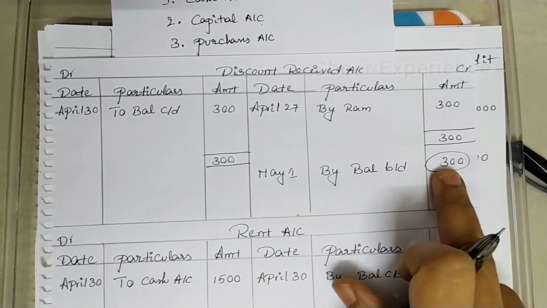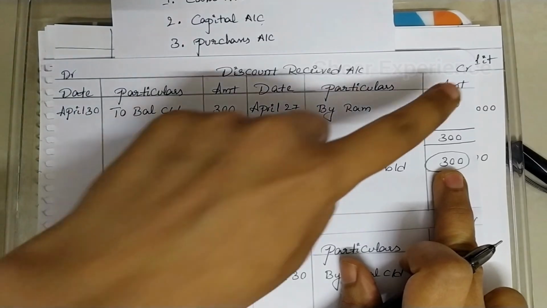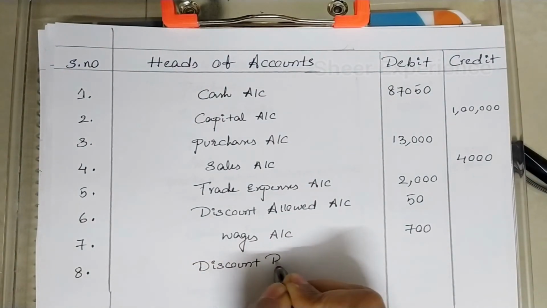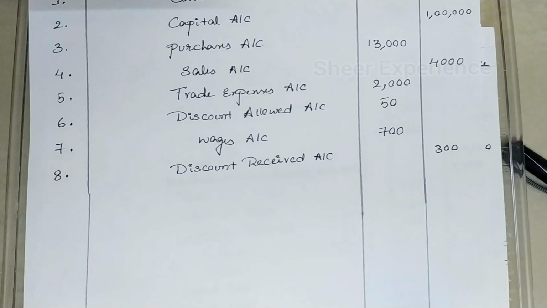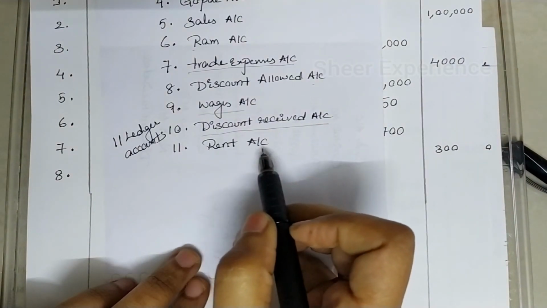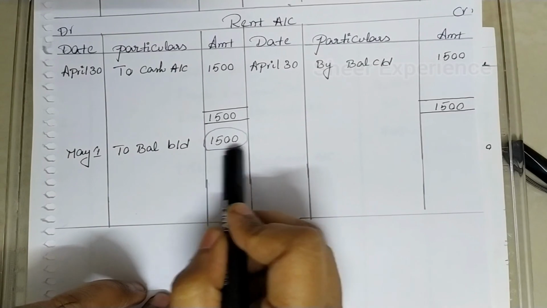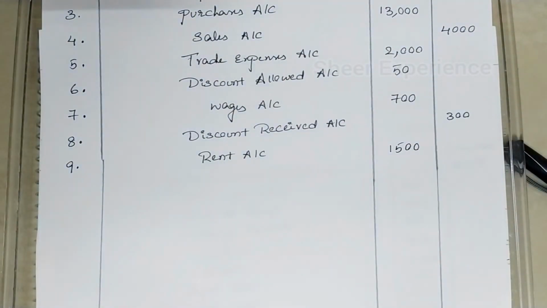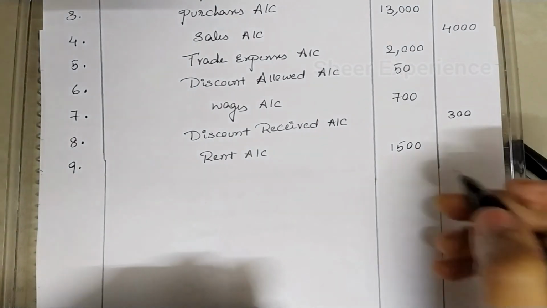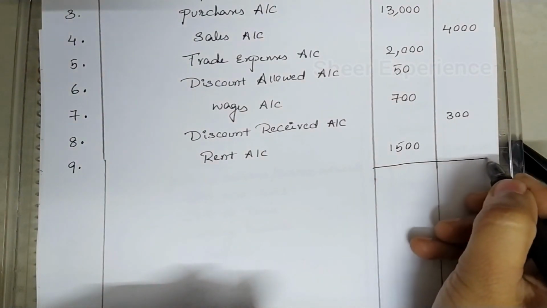Next is discount received account. The account balance is on the credit side. So we will mention the amount in the credit column of the trial balance. Amount is 300. Our last account is rent account. The account balance is on the debit side. So we will mention the amount in the debit column of the trial balance. The amount is 1500.